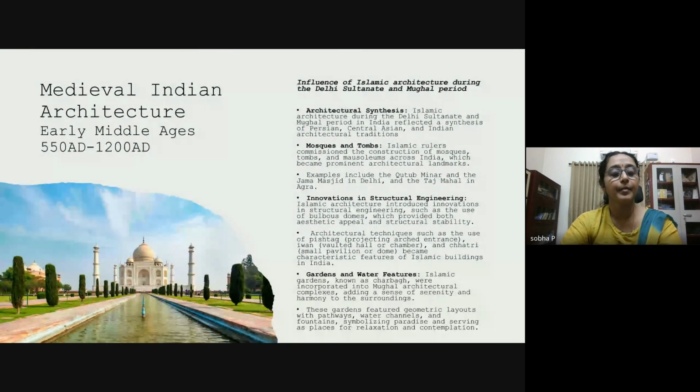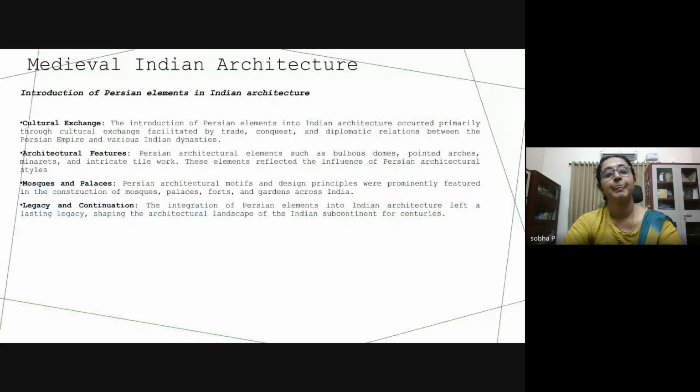And then the presence of gardens and water features, that is Islamic gardens, especially known as the Charbagh, was incorporated into the Mughal architectural complexes, which creates a harmony with the surroundings, because as you see, there are waterways, pathways, water channels, and fountains, and they serve as a place for relaxation and contemplation.